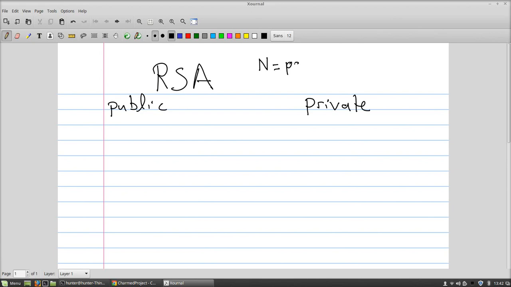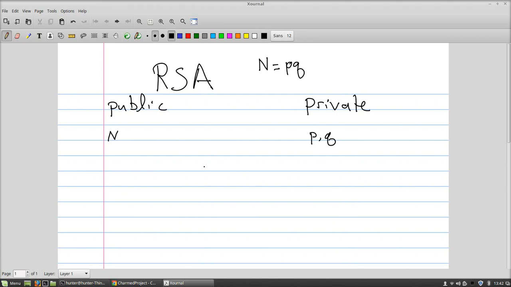Number theoretically, it all works if P and Q are small too, but in practice, we need to make P and Q big, and the reason is that N is going to be public information, but P and Q are going to be private information. So we need P and Q to both be at least 1,000 bits long for it to be infeasible to just factor N to get P and Q.